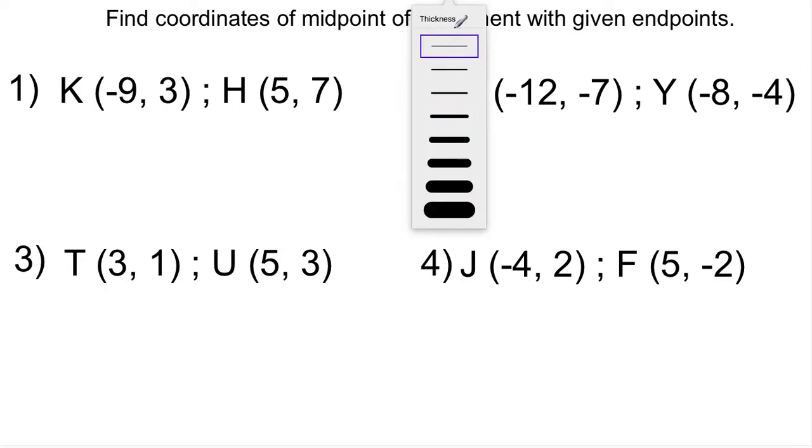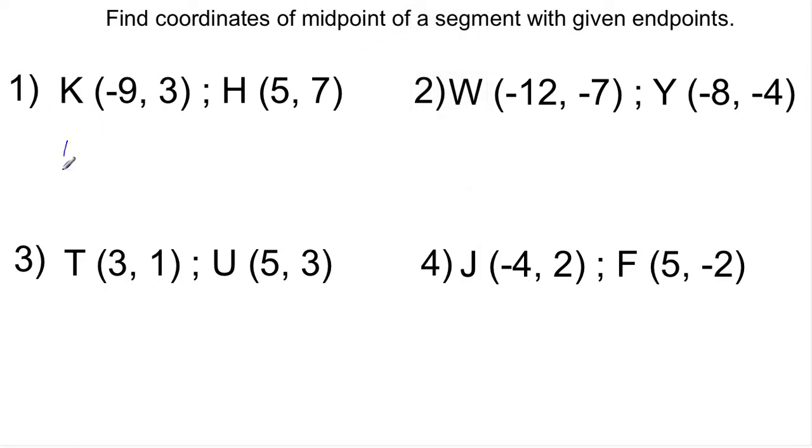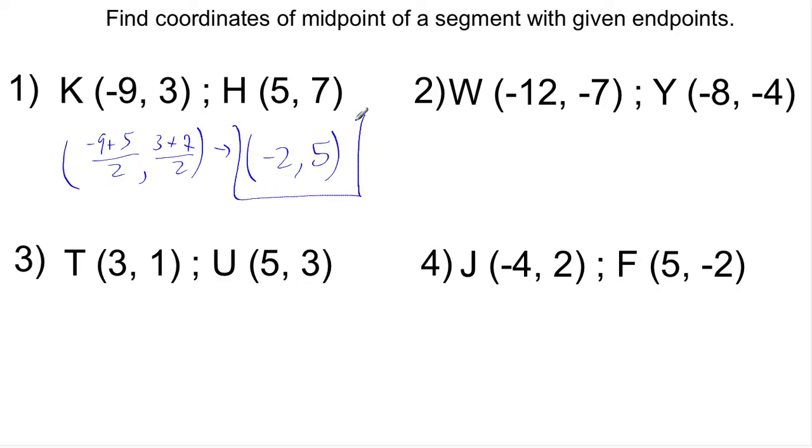So if I want to find the midpoints, the x values here, this is going to be negative 9 plus 5 over 2, comma, the sum of the y's, 3 plus 7 over 2. And this is going to give me negative 9 plus 5 is negative 4. Negative 4 divided by 2 is negative 2. 7 plus 3 is 10. 10 divided by 2 is 5. That's the midpoint between these 2 points.